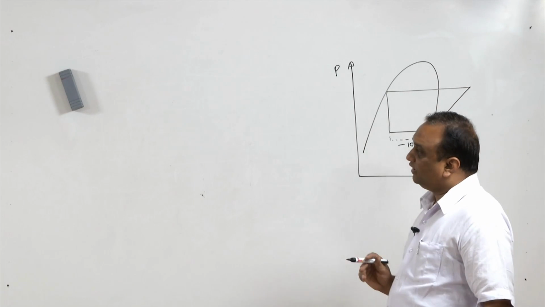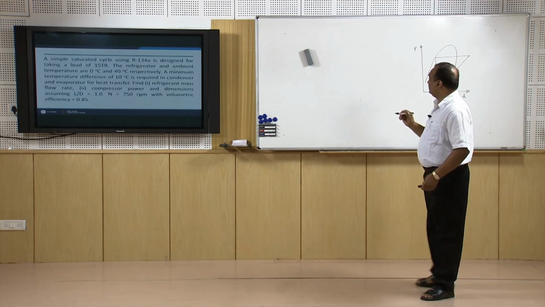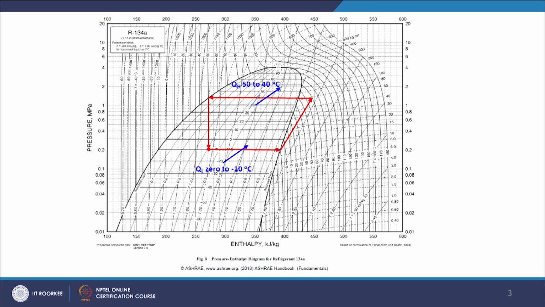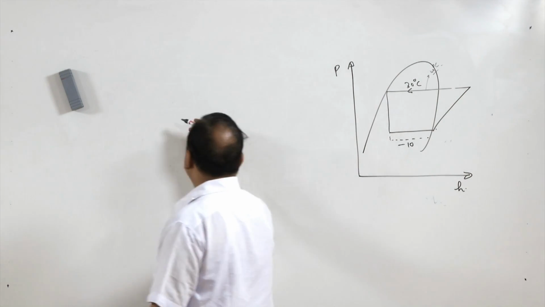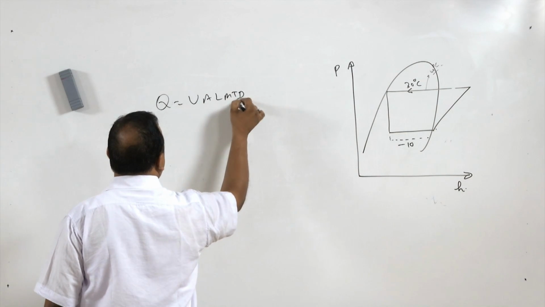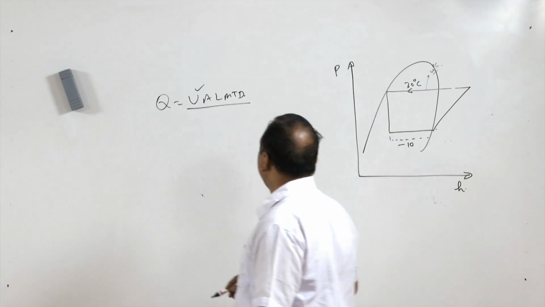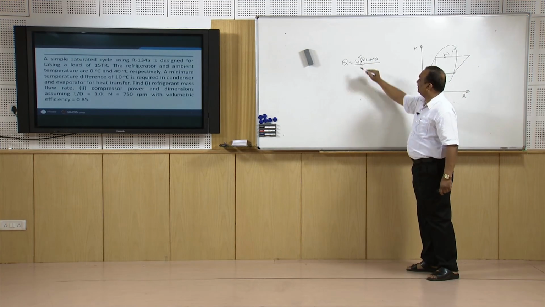And what about the condenser? Ambient temperature is 40 degrees centigrade. It means the temperature in the condenser will be 50 degrees centigrade. Refrigerant will condense at 50 degrees centigrade because it will be dissipating heat at 40 degrees centigrade. Outside temperature is 40 degrees centigrade, and you can use the formula Q is equal to UA LMTD, right. So this is how we get the value of area of the condenser.